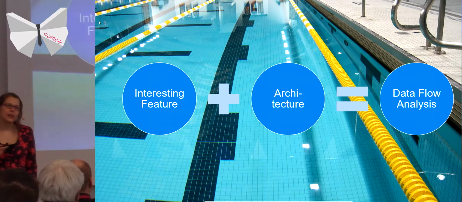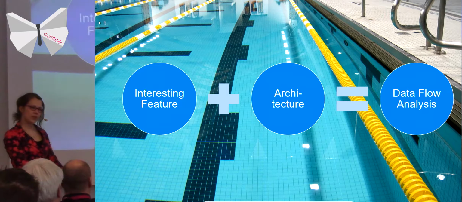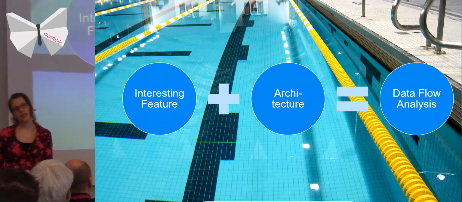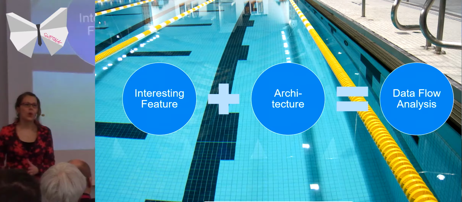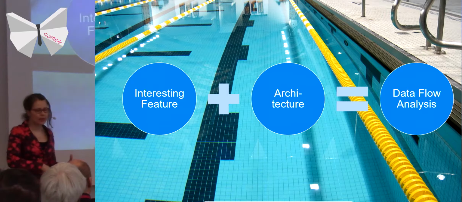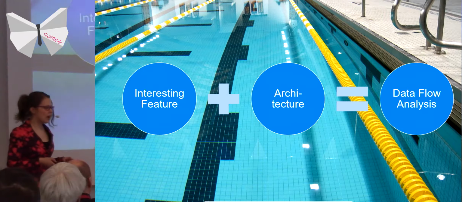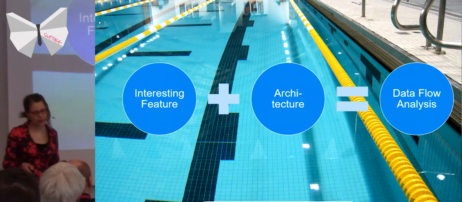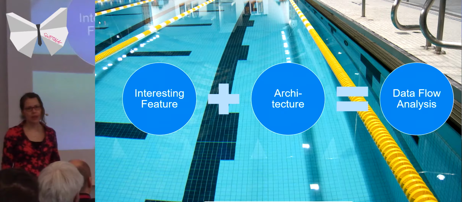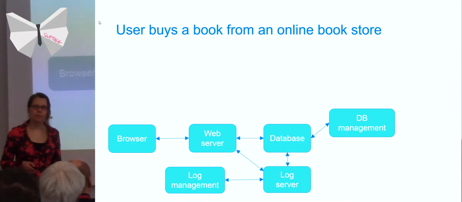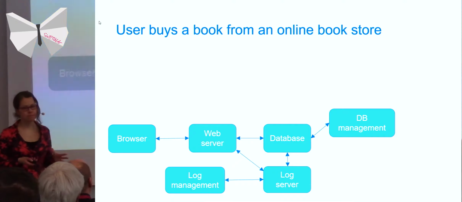So you can combine these two techniques, taking a look at the features, taking a look at the architecture. You can analyze the data flow: what data you have, where does it go inside the system and outside the system. If you have swim lanes or other sort of diagrams or just the architecture, you can trace out where the data goes. I have an example of this, again about the online shopping site, buying a book.